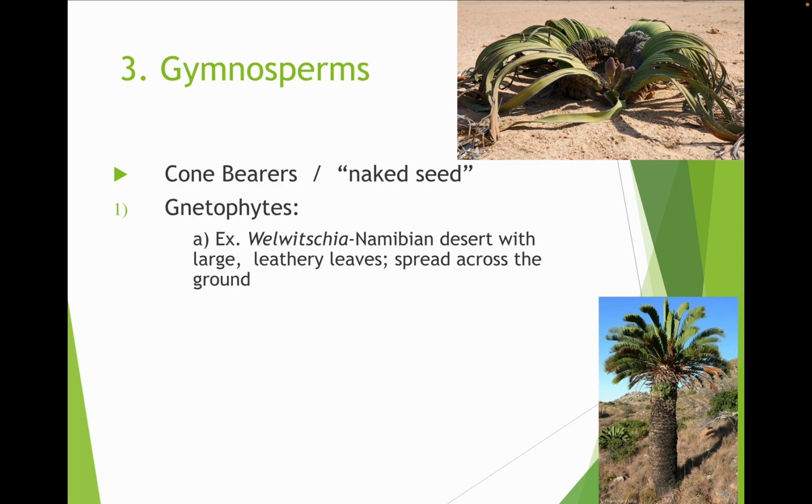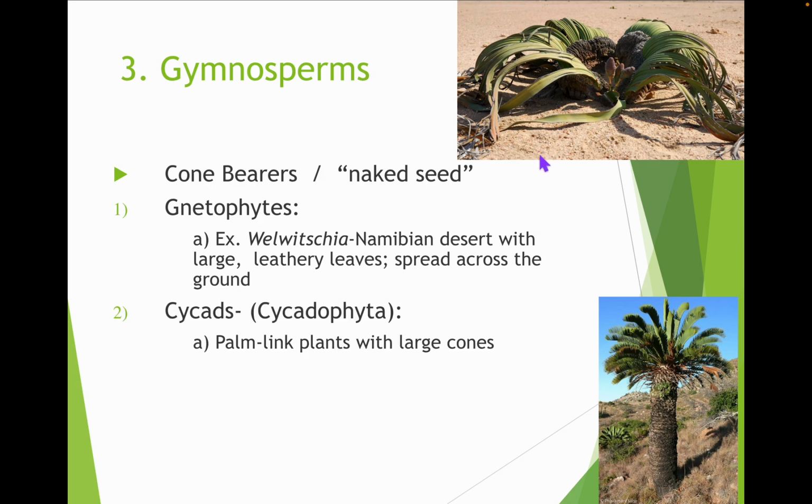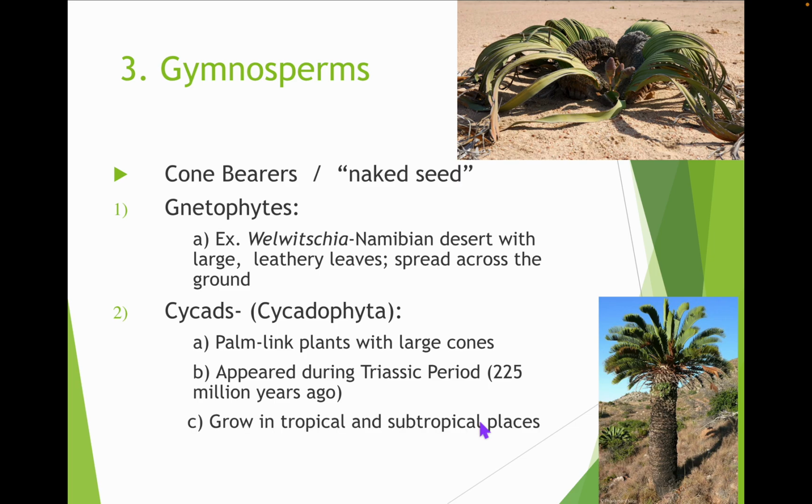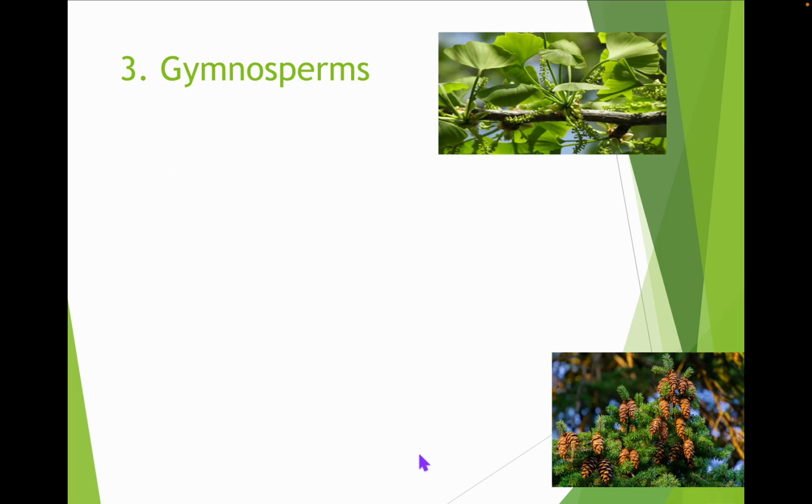Our gnetophytes, okay. They're large, leathery leaves. They're spread across the ground. So this is what that looks like. And the Cycadophyta, okay. Those are palm-like plants with large cones. Appeared during the Triassic period 225 million years ago. They've been around for a while. They grow in tropical and subtropical places. If you've ever been to Florida, you probably see these everywhere, or any islands.